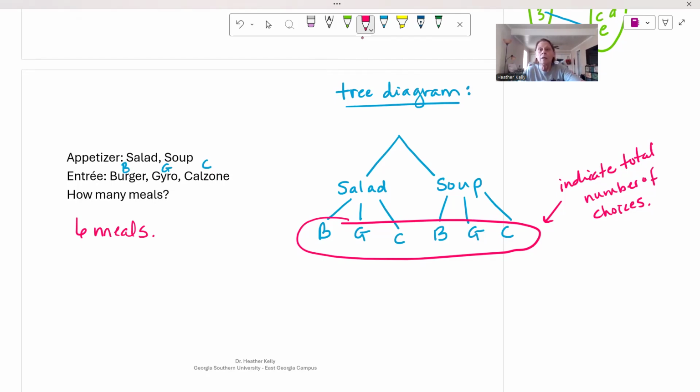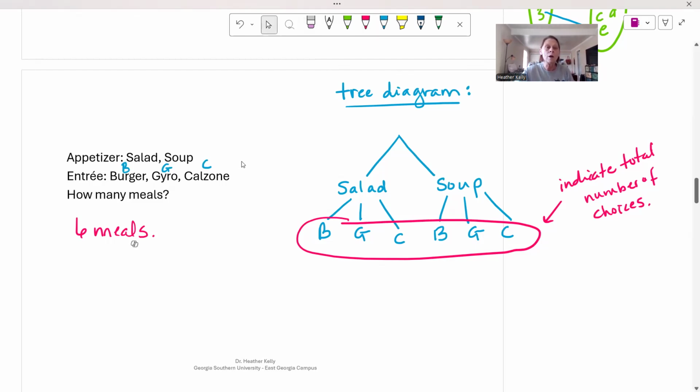Now, a little caveat I have to say here. This particular technique only works when what we're pulling from is unlimited. Okay, so we're pretending like there's an unlimited amount of salad, soup, burgers, gyros, and calzones. So it doesn't affect the next person's choice on what the person before has chosen. Okay, that is a very important distinction that has to be made here.